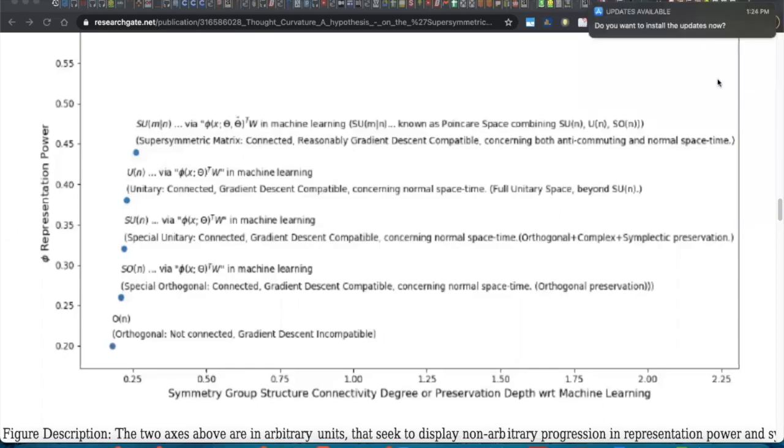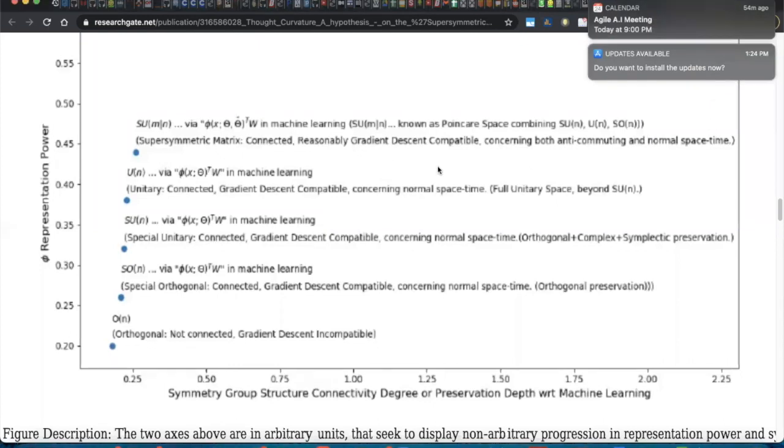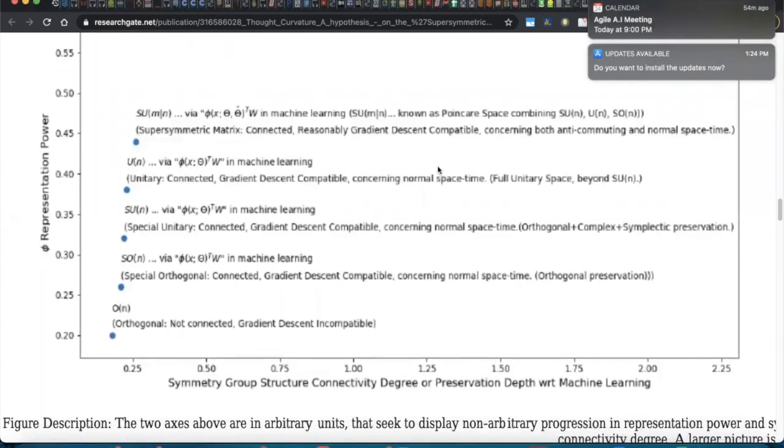Can you hear me, Dimitri? Yeah, I'm here. Can you hear me? Sorry, I'm hearing you now. My Wi-Fi connection completely fell. Oh, I see. Yeah, you were explaining normal space-time. What were you saying about that?